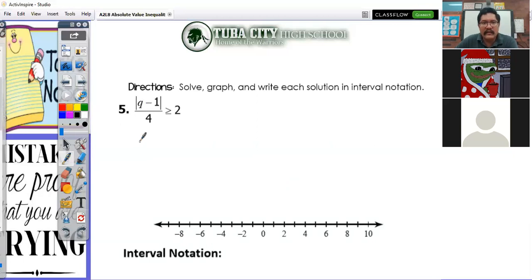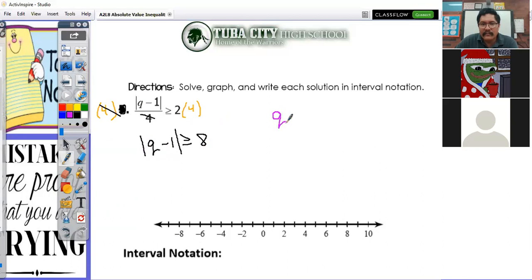Before I do this one, I'm going to have to isolate that absolute value sign. So before I even start on this, I'm going to multiply both sides by 4. All right, so again, 4 divided by 4 is going to cancel it out. So it's not a fraction any longer. So q minus 1 greater than 8. Now it's still the absolute value, so I haven't created my 2 cases yet. Now that it's isolated, I can go ahead and create my 2 cases.